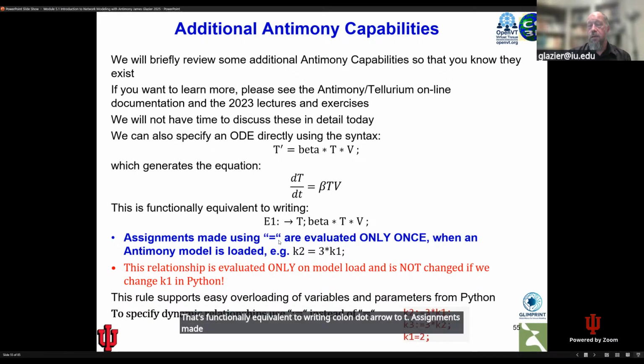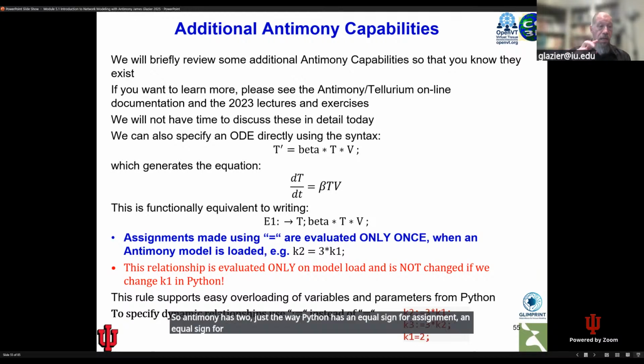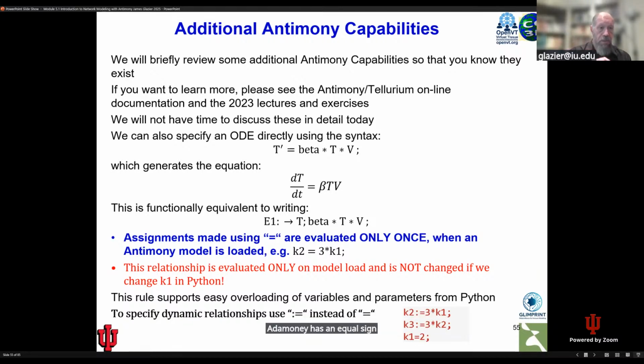Assignments made in Antimony are evaluated only once when the Antimony model is loaded. That can be confusing because if you have something like K2 equals 3 times K1 and I change the value of K1 later, the value of K2 doesn't change. There is a special kind of equal sign in Antimony, colon equals, that says whenever I update the value of K1, also update the value of K2. So Antimony has two, just the way Python has an equal sign for assignment and an equal sign for comparison. Antimony has an equal sign for evaluate at load and another equal sign that says keep updating.